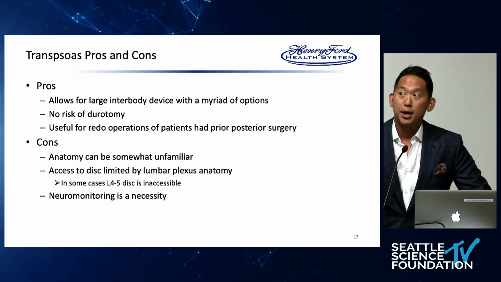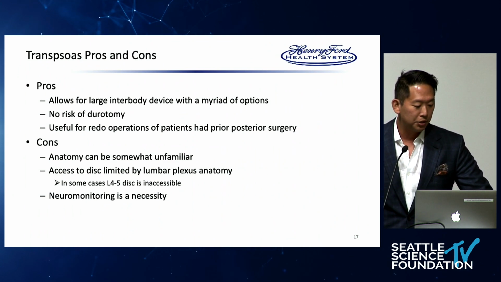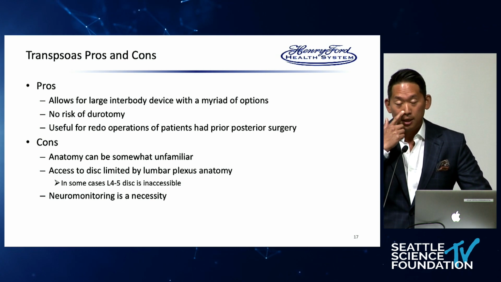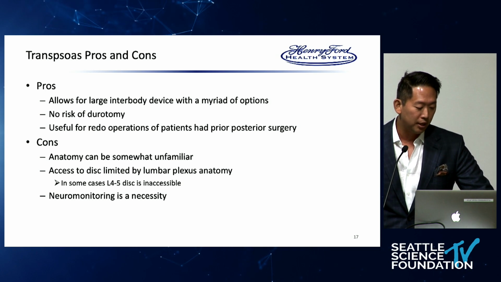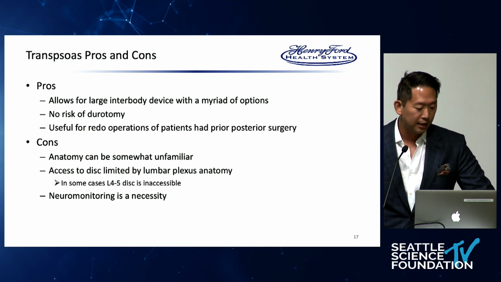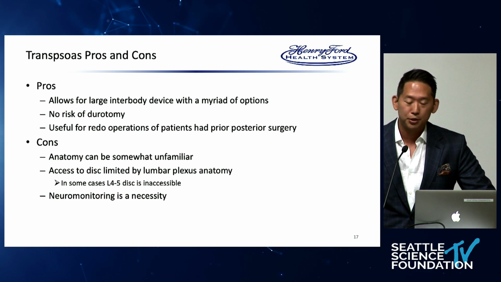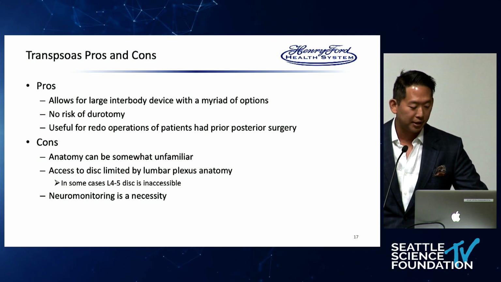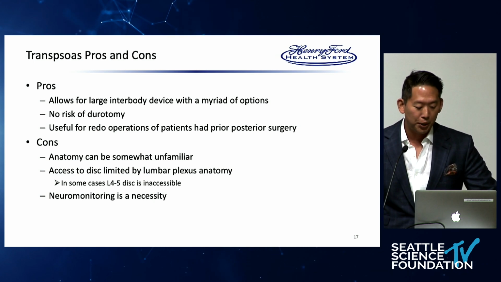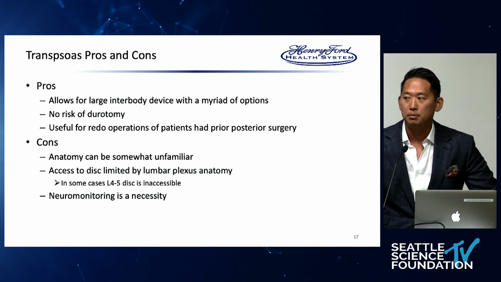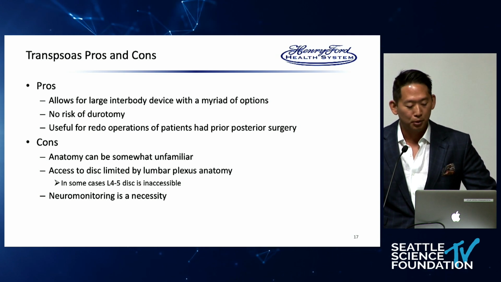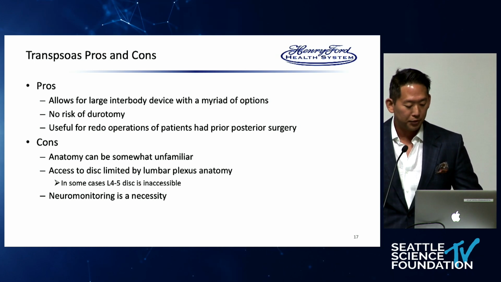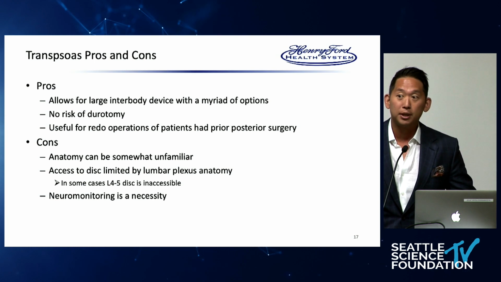As far as the trans-psoas pros and cons, the advantages are that it allows you to use a larger interbody device, and there are a lot of different options here. You can have different materials: PEEK, titanium, porous PEEK, 3D printed. You can use expandable cages, things like that. There's no risk of durotomy. I mean, anything can happen, but if you're paying attention to what you're doing, this is basically never going to happen. It's also useful for redo operations because most of the approaches are posterior, so when you're approaching laterally on a redo operation, you're going through virgin territory. As far as disadvantages, the anatomy can be somewhat unfamiliar.